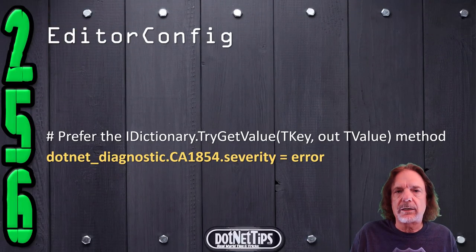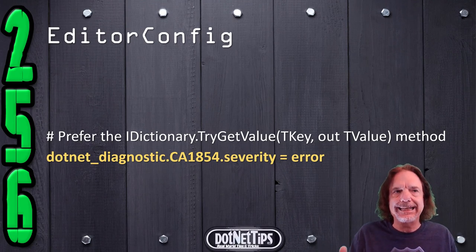So Visual Studio will uncover some of these issues for you, but to uncover all the issues, you need to implement this in your editorconfig file for the CA1854 code check and set it to error. And if you do that, like I've been doing in the code base I'm working on, all of a sudden you get all these errors that you need to go in and fix.